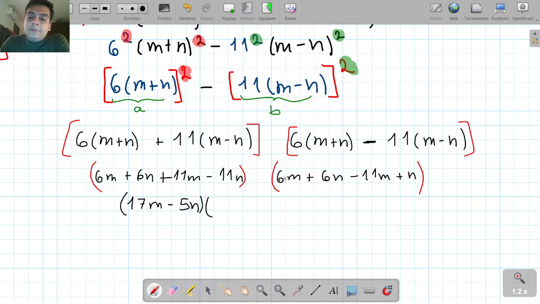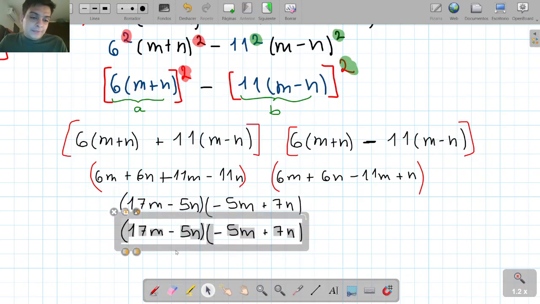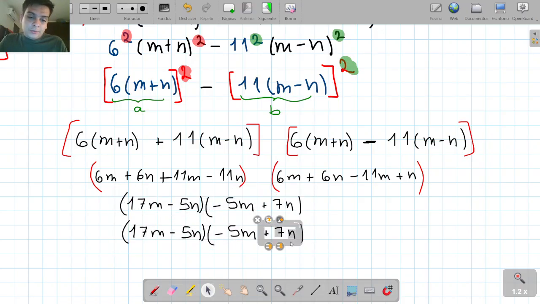We continue with this. 6 minus 11, it's going to be negative. 6 minus 11 is minus 5n. And 6 plus n is just 7n. Now, this doesn't look pretty. At least for me, it doesn't look good. So I'm going to copy paste. And this I'm going to put in order. This is going to be minus in the right. And we have this other one here.